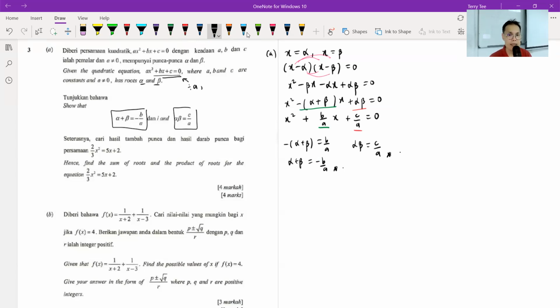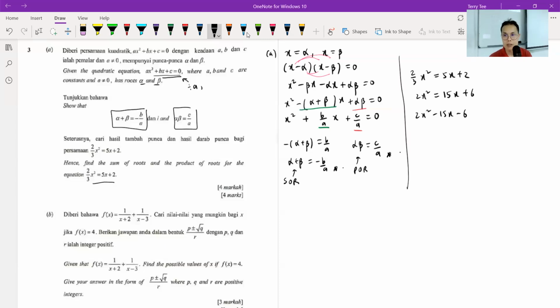But then they say, hence, find the sum of roots and product of roots for this equation. So we know that this is your sum of roots, or we call it SOR, and the second one is your POR. So for this equation, starting from 2 over 3 x squared equals 5x plus 2, we'll just multiply by 3. As I multiply by 3, I get 2x squared equals 15x plus 6. Bring over to the left, you can see that your A is now 2, your B is negative 15, your C is negative 6, right?